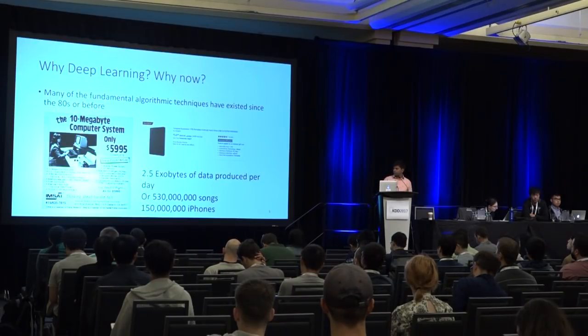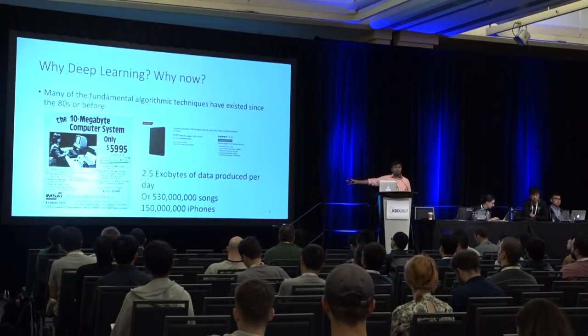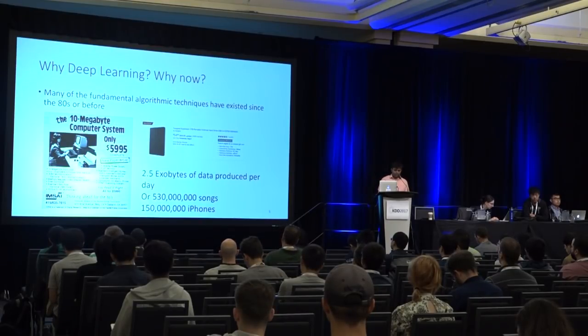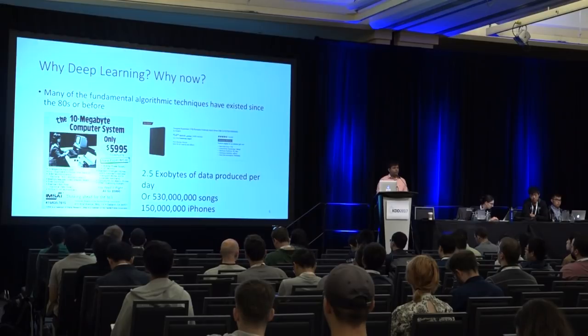So there is a large number of iPhones worth of data, a large number of zeros of iPhones worth of data, created every day. Because of these two factors, we are in the middle of a perfect storm where deep learning can actually make an impact: a huge amount of data and computation power.